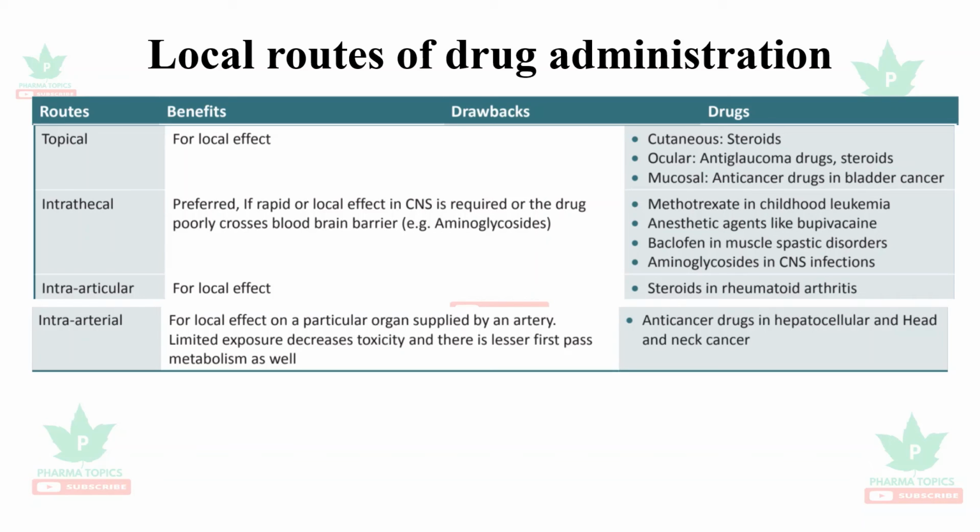Intra-articular route is administration of drug into the intra-articular space. It is useful in case of arthritis patients. Steroids. An intra-arterial injection is into the arteries. Example, anti-cancer drugs which could be useful in treatment of hepatocellular and head and neck cancer.